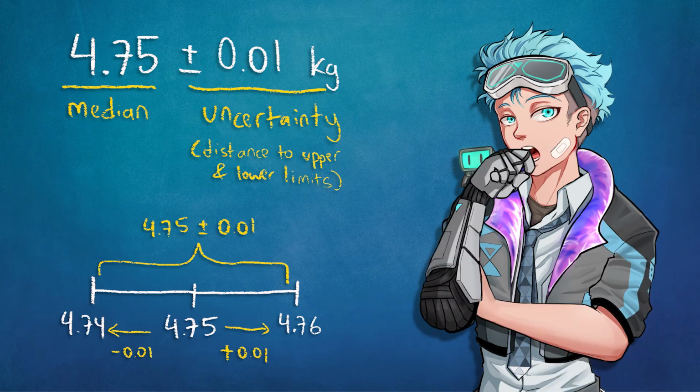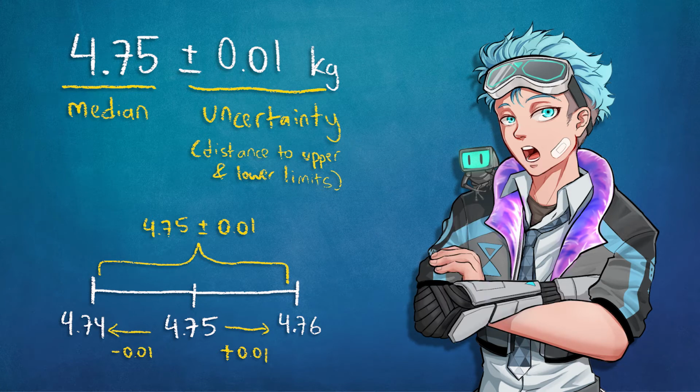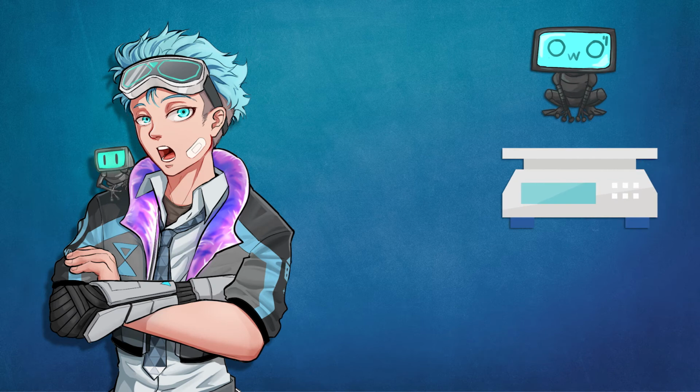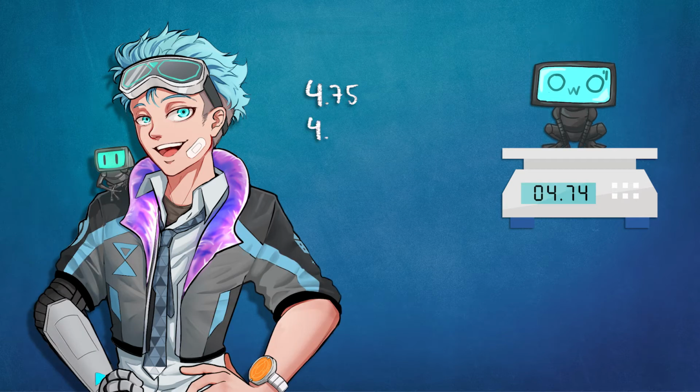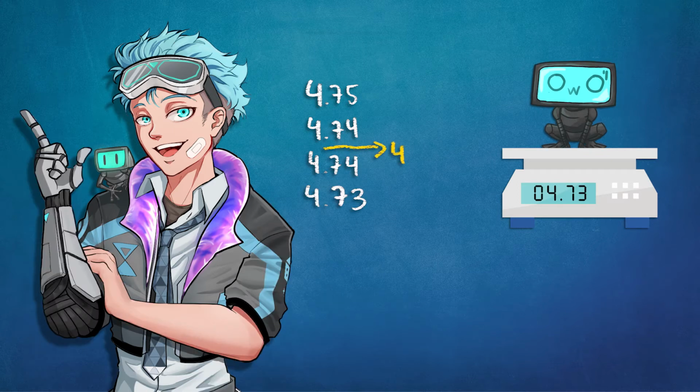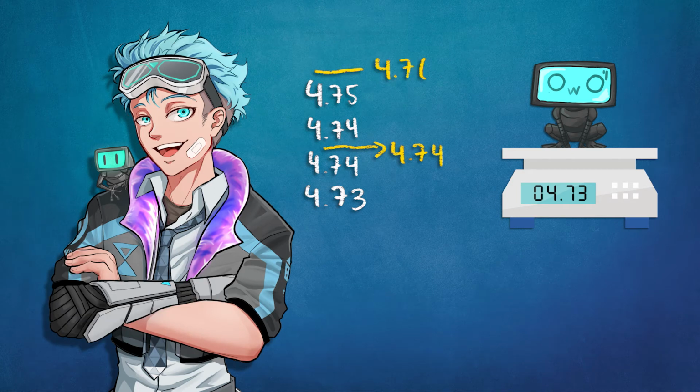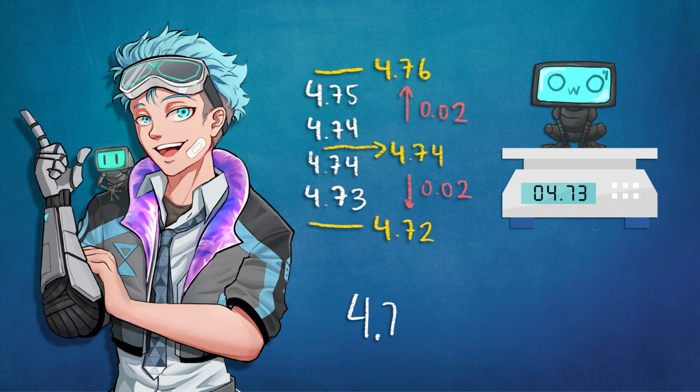Now, best practice says that you should measure multiple times to be absolutely sure. So, let's say that you did. You redo the weighing, and you get different readings this time. Believe it or not, this happens a lot too. First, 4.74, then 4.74 again, then 4.73. Your new median is now 4.74, and your new range is now between 4.72 and 4.76. So your measurement is now something like this.